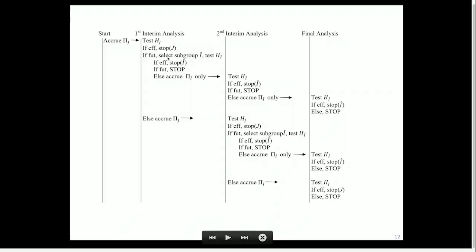If it is futile, what I do is I select a subgroup I had. So the way I do this is, simply put, I'll choose the largest Wilcoxon statistic among the remaining groups. And that's my group I had. And then I test that subgroup. If I have efficacy, I stop. Again, if I have futility, I stop. Otherwise, and here's the key part, I only accrue in that subgroup from now on. So once you choose a subgroup, you drop the other groups and you only accrue from now on.